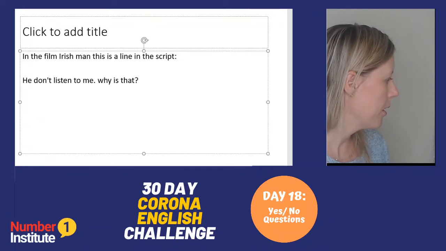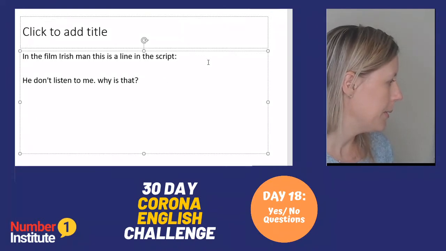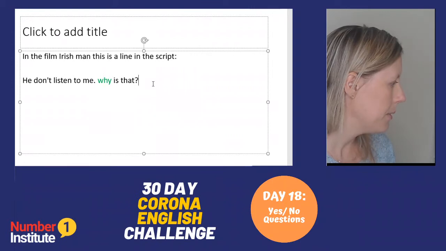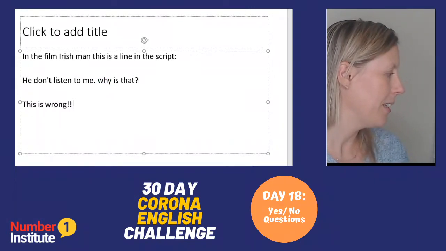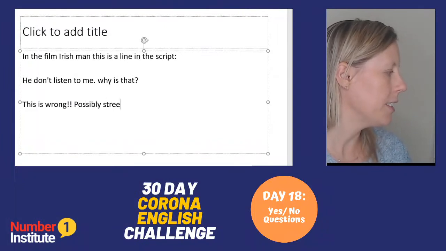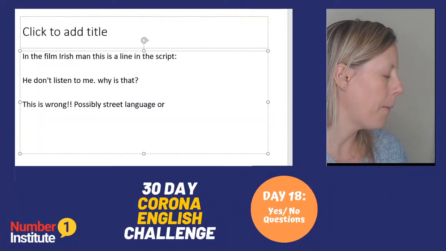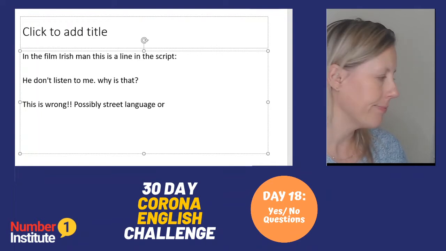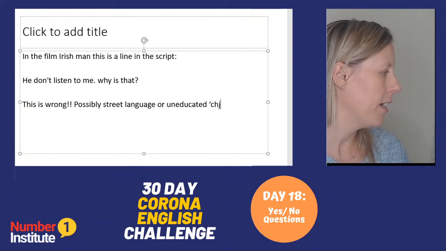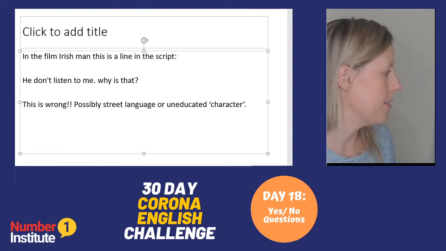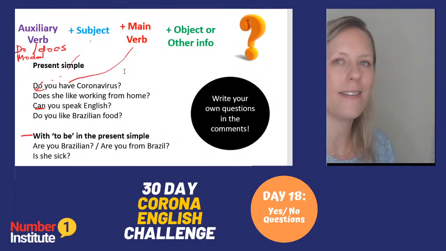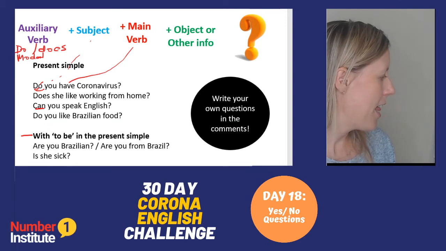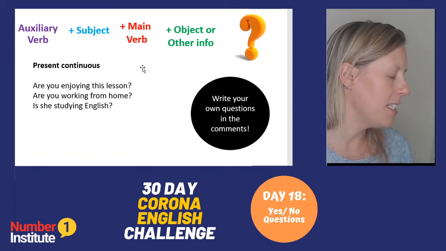Okay. So we'll say, this is wrong. Possibly street language. Okay, so I hope that makes sense, Said. All right, so this is our present simple structure. Let's now look at present continuous.